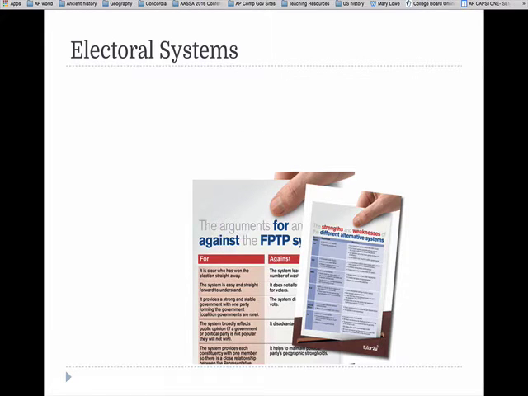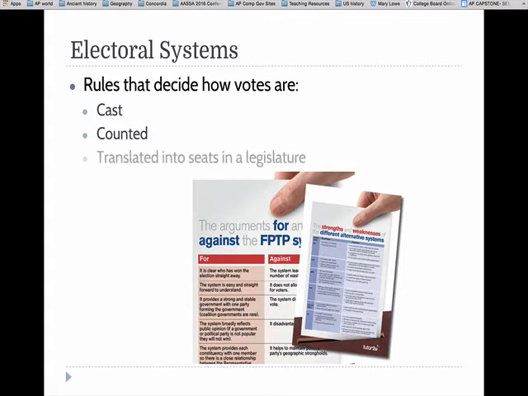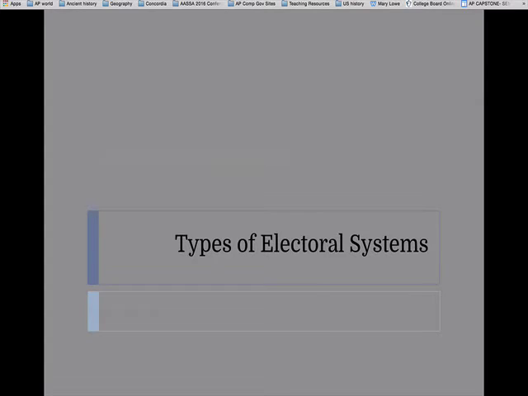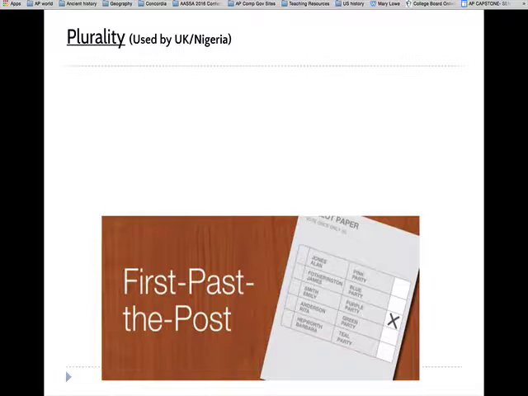Now, what is the purpose of electoral systems? So we know that there are different types of elections, and we have electoral systems, and these electoral systems are more or less the laws that dictate how certain individuals are elected or how policy is passed. So the rules that decide how votes are cast, counted, and then how this translates to who holds power within the government.